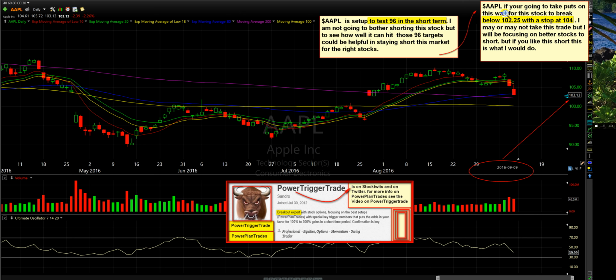All right, Apple, if you're going to take puts, because I said I wasn't going to bother with this, right? And for good reason, too. On this, wait for the stock to break below 102.25 with a stop at 104. Well, we never hit that number anyways. I may or may not take this trade, but I will be focusing on better stocks to short. But if you like this short, this is what I would do. Now, this never triggered, so we've never bothered with it. But I wanted to explain that, and this is part of how this other trade came along. And so here it is, okay? So I'm going to close this now.